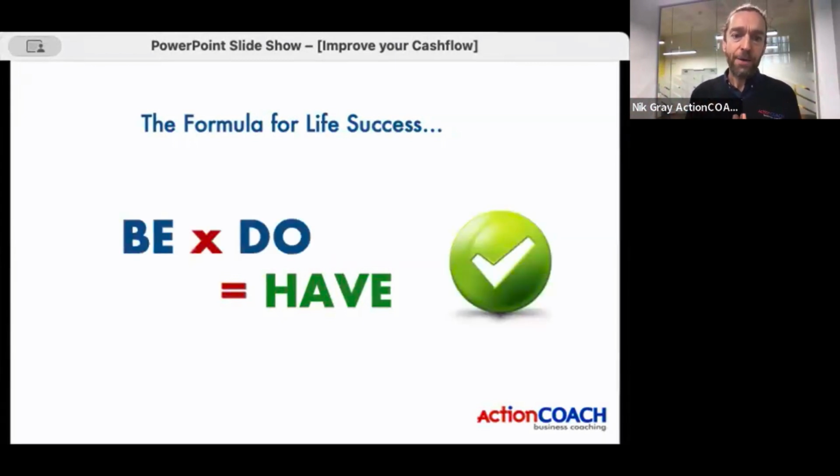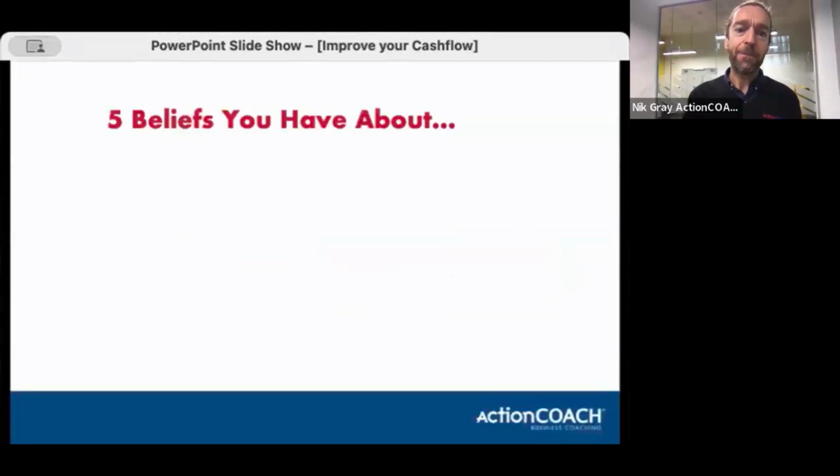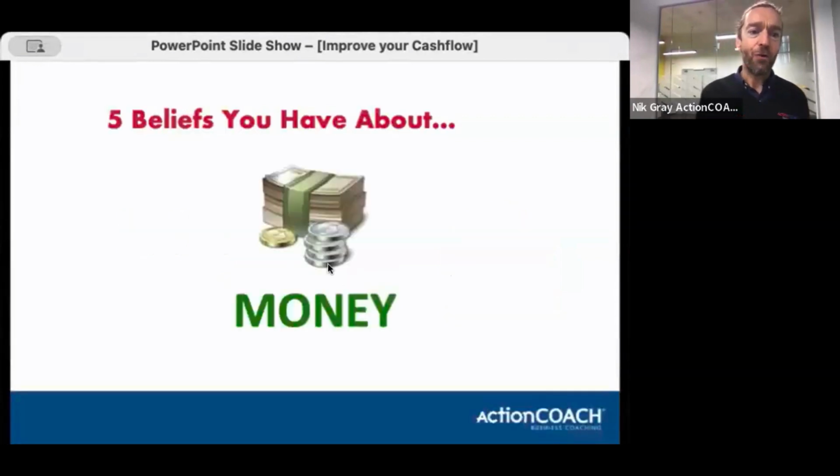So I just want to have a look briefly now at some beliefs that we might have around money. So what are 5 beliefs that you have around money? What are the first things that come to your head when you hear the word money? Just jot them down or put them in the chat box. What are the 5 things that come to your mind when you hear about money?